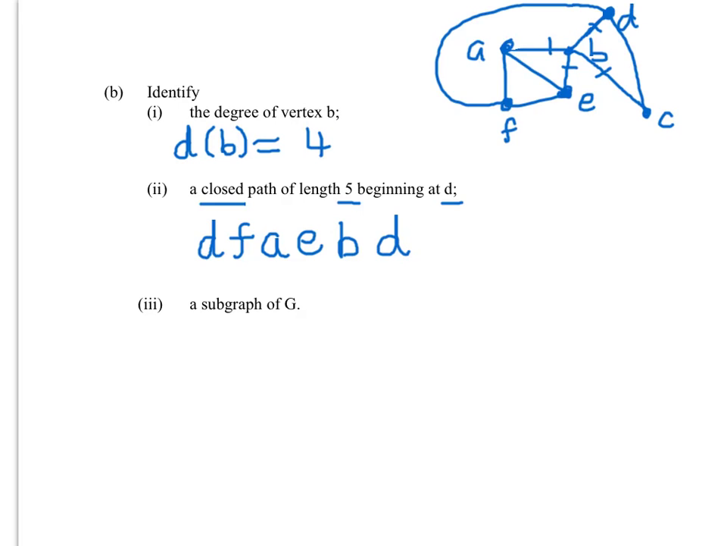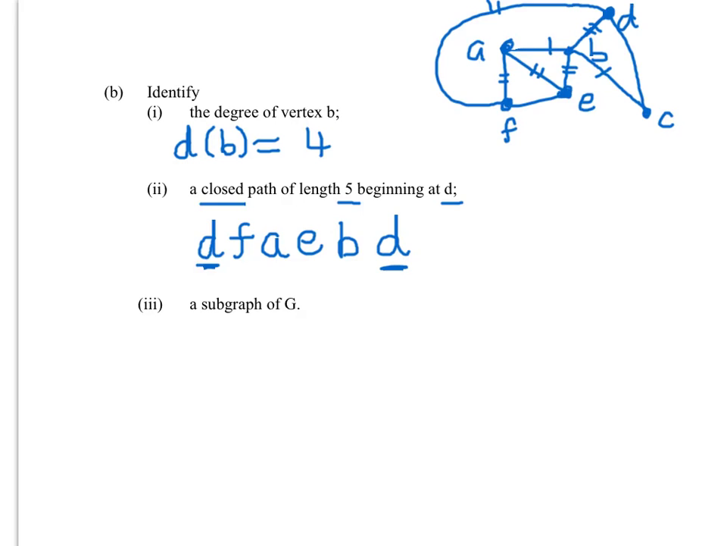So if you count them, 1, 2, 3. And then E to B is 4, and then back to D is 5. There's my 5 lengths there, or I could put arrows on them either if I wanted to. So it's a closed path, so it starts at D, ends at D.